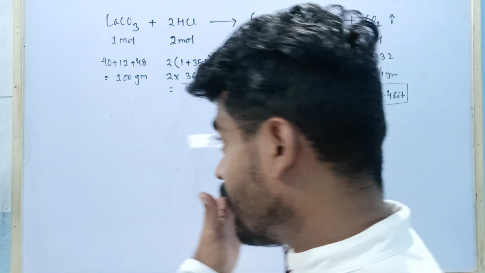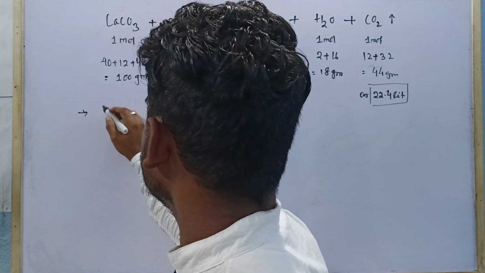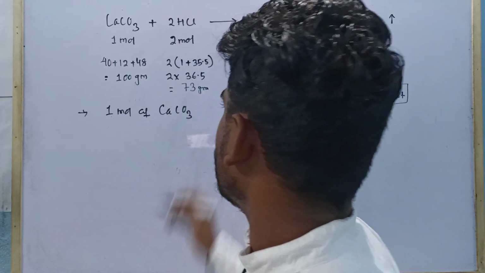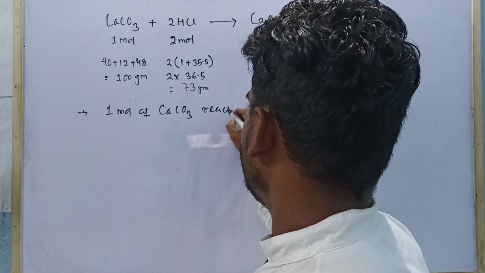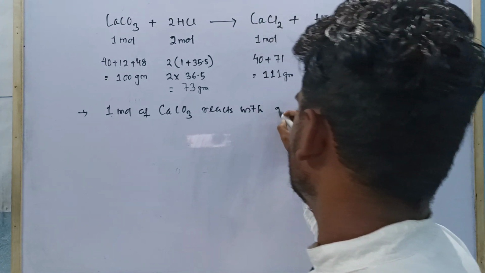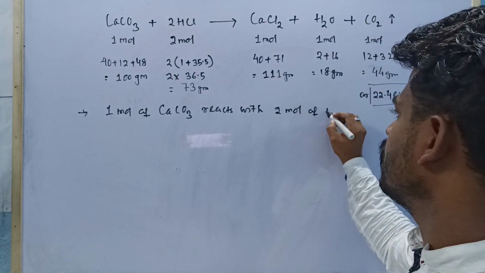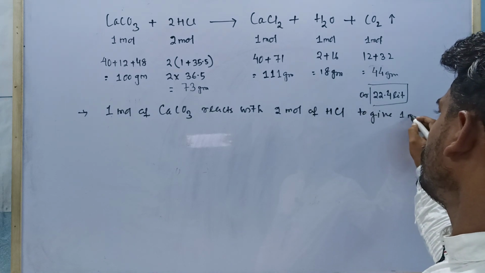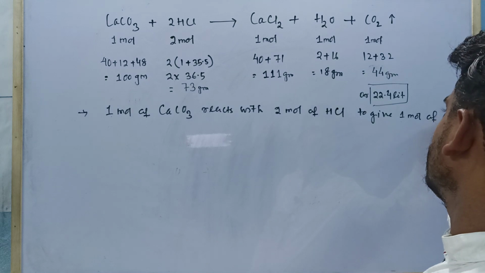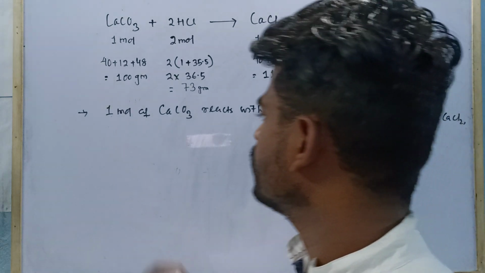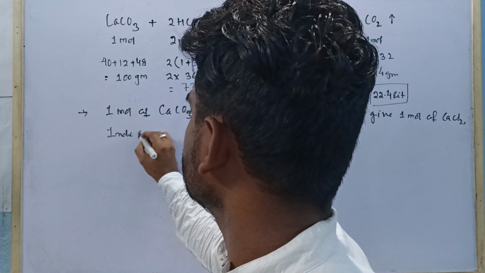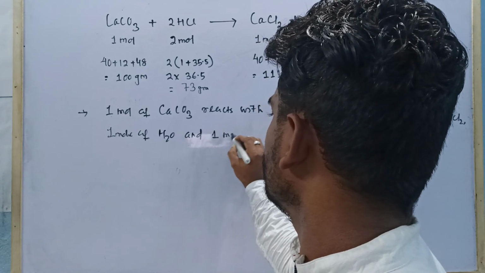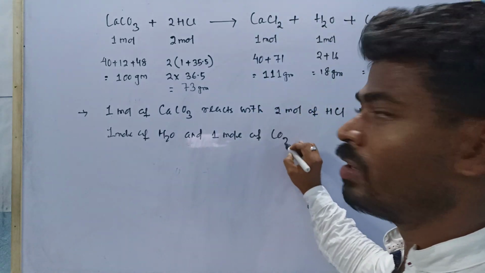Okay, so what is its significance? You can write 1 mole of calcium carbonate reacts with 2 mole of hydrogen chloride to give 1 mole of calcium chloride, 1 mole of water and 1 mole of carbon dioxide.